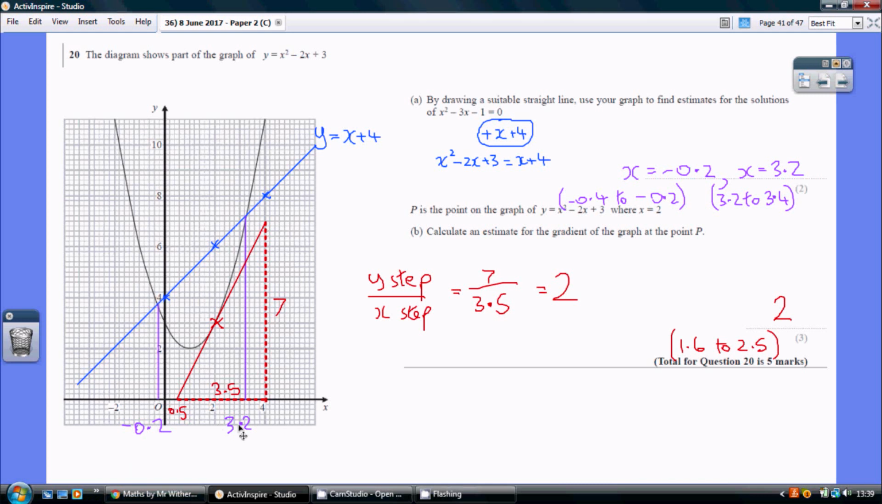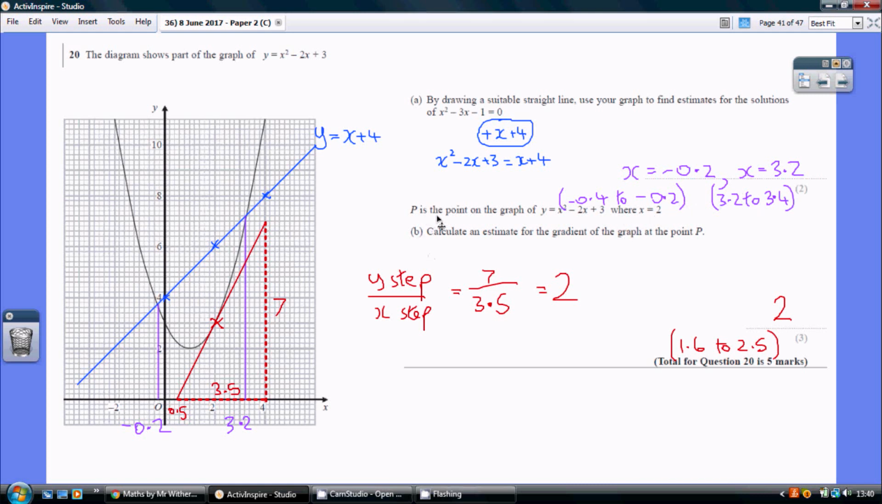I get values of minus 0.2 and 3.2. Now it's quite hard to do it on the graph, so there is margin for error in the mark scheme. So with this first value, anything was allowed between minus 0.4 and minus 0.2, and for the second value, anything was allowed between 3.2 and 3.4.